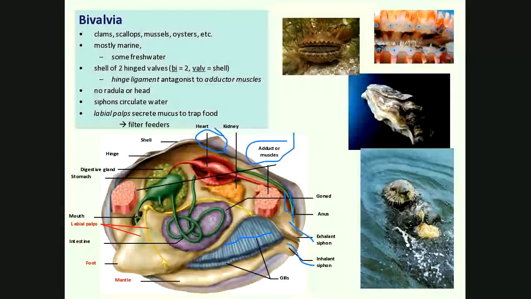So the shell stays closed when the tide goes out, and when the tide comes in, it opens back up again. These are filter feeders, so they don't have a radula. There's really no head. And as I said, they have those labial palps that they use to filter food into their mouth.